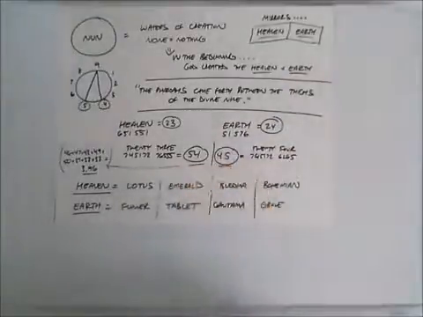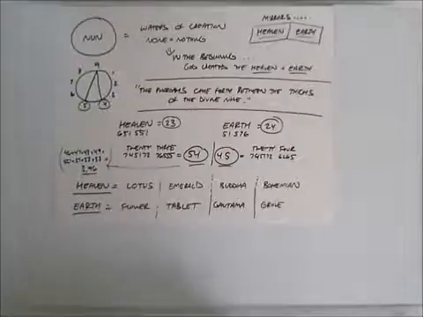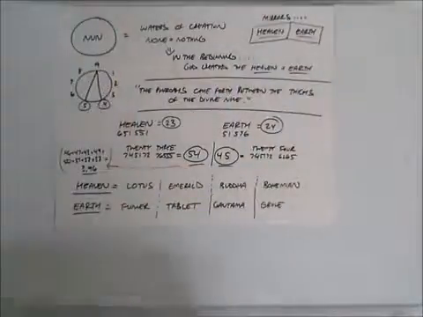46 plus 47 plus 48 plus 49 plus 50 plus 51 plus 52 plus 53 equals 396. We times that by our 10 fingers. It gave us the radius of the Earth.